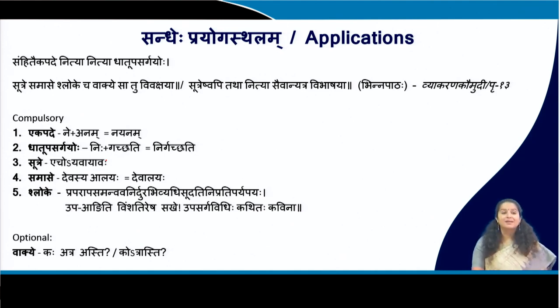And then you have samase. So in the samasaha, you have devasya alaya, devalaya. You have to always do it. That's why nitya, nitya twice it said. And then shloke. So this is a shloka that we've seen last time with the upasargas, and you see that it is to be done. Where is it optional? It's only optional in the vakyam. So vakye. Kaha atra asti, you can either say kotra asti or just kaha atra asti. Astu?